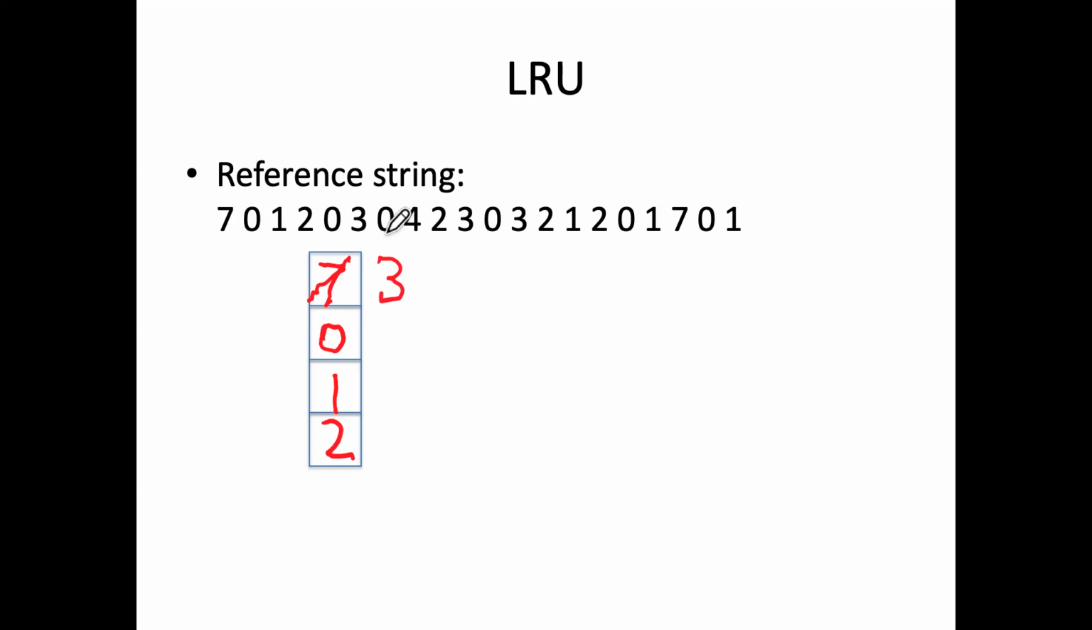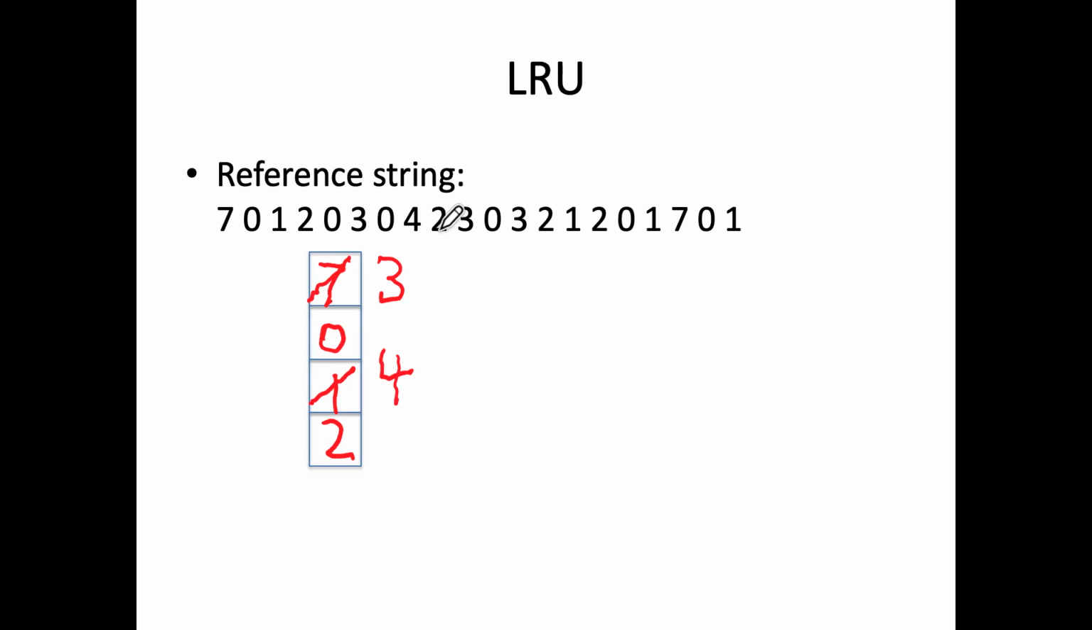And then we reference page 0. Well, that's still in memory, so that's not a page fault. For page 4, now we've got to bring it into memory. Who should our victim be? It better not be page 0. It better not be page 3. It better not be page 2. So that leaves page 1. We'll throw out page 1 to bring in page 4.